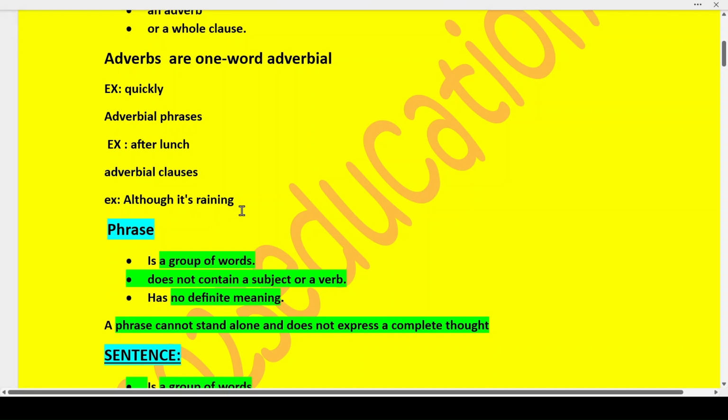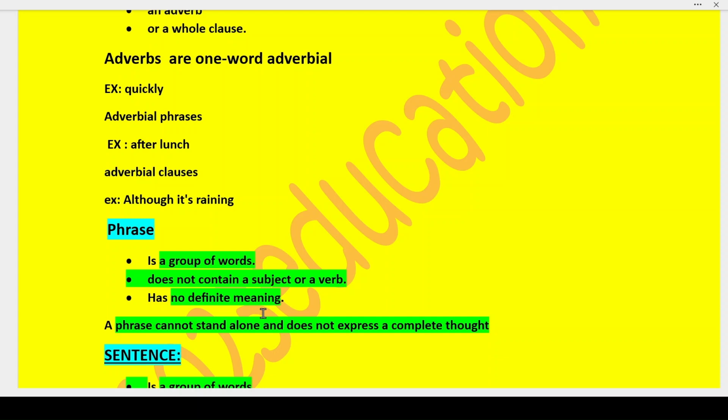Now, let us understand what is a phrase. A phrase is a group of words. It does not contain a subject or a verb. It has no definite meaning. A phrase cannot stand alone and does not express a complete thought. That means it has to be associated with another clause to make complete meaning.